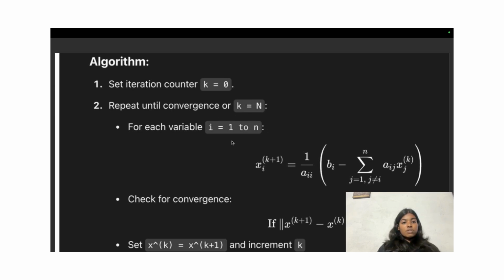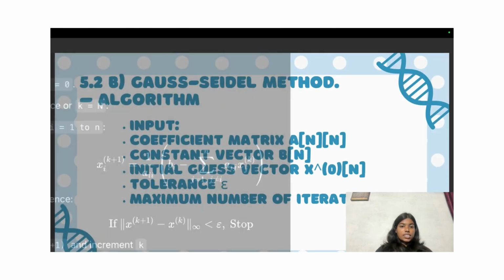Repeat until convergence or k equals n. For each variable i equals 1 to n, x_i^(k+1) = (1/a_ii) (b_i minus summation over j equals 1, j not equal to i, up to n of a_ij x_j^(k)). Check for convergence: if the norm of x^(k+1) minus x^(k) is less than tolerance, stop. Set x^(k) equal to x^(k+1) and increment k. If maximum iterations reached, report no convergence.